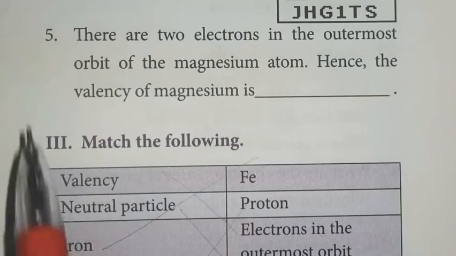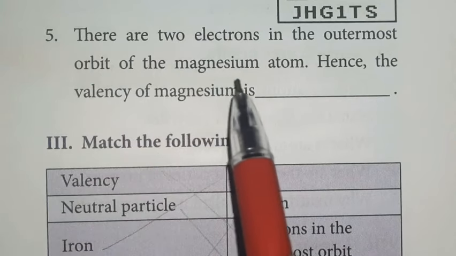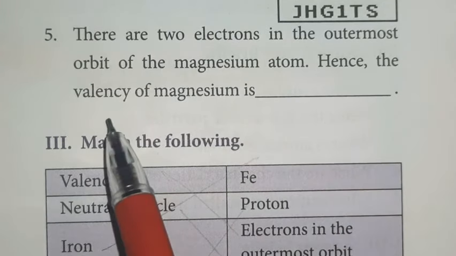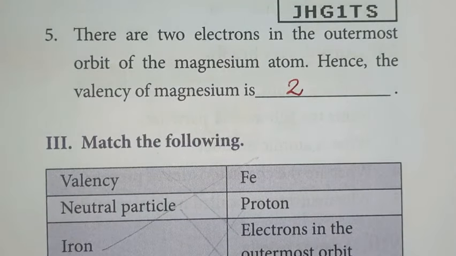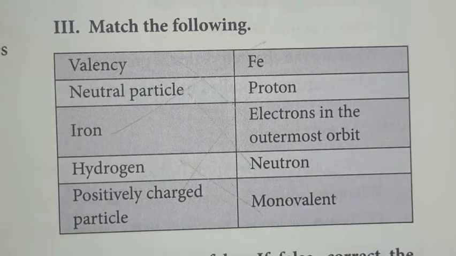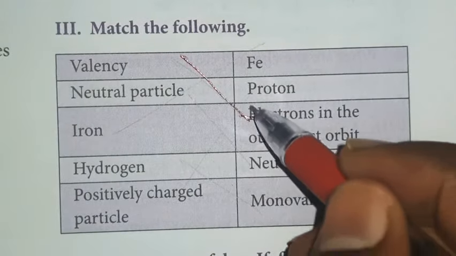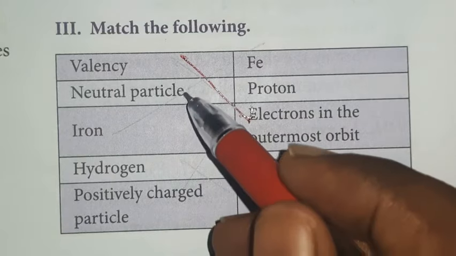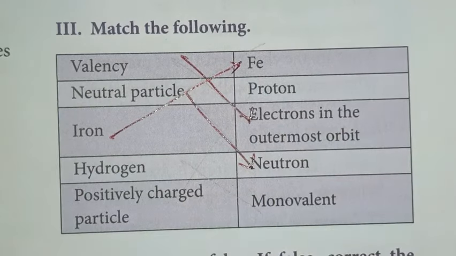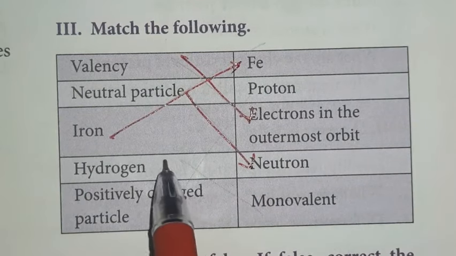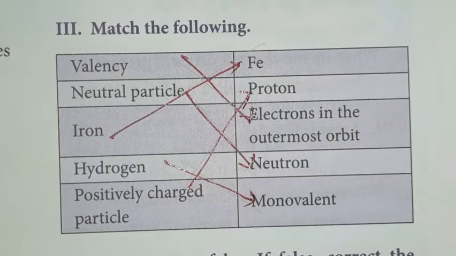CH4. Fifth one, there are 2 electrons in the outermost orbit of the magnesium atom. Hence, the valency of magnesium is 2. Part 3, match the following. Valency, that is electrons in the outermost orbit. Neutral particle is neutron. Ion symbol is Fe. Hydrogen is monovalent. Positively charged particle is proton.